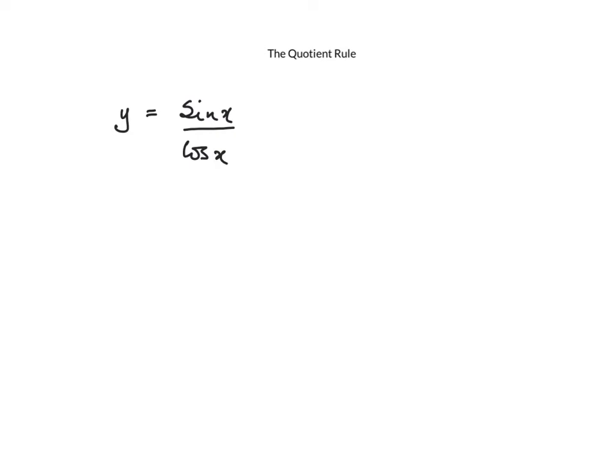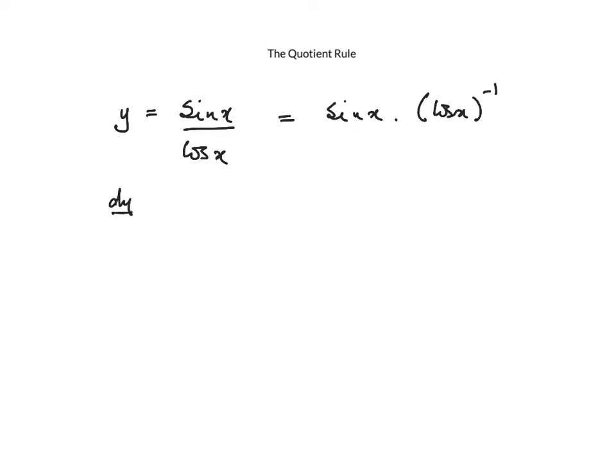Consider the function y equals sine x over cos x. What we have here is a quotient, which is to say one quantity dividing another quantity. Now there is a rule for differentiating a quotient. What we can do first of all is change this into a product where the two quantities multiply. So instead of dividing by cos x, we have multiplying by cos x to the power of minus 1.